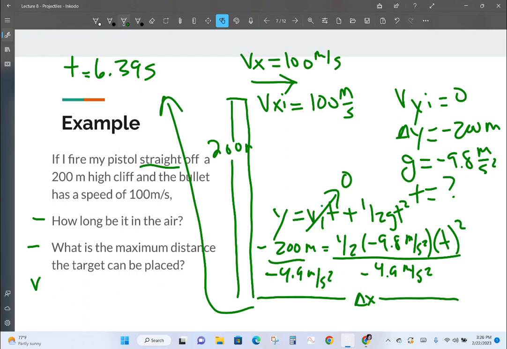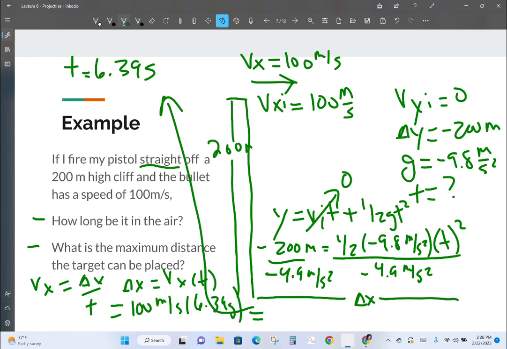So Vx equals delta x over t. So delta x is going to be equal to Vx times t, which is equal to 100 meters per second times 6.39 seconds, which is 639 meters. So our target has to be 639 meters away for it to hit it. At least if it's sitting further than that, it's not going to hit it.